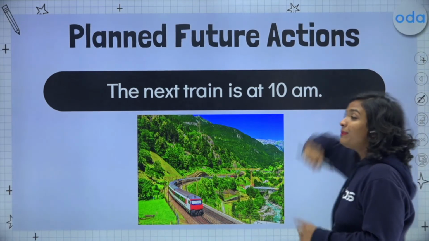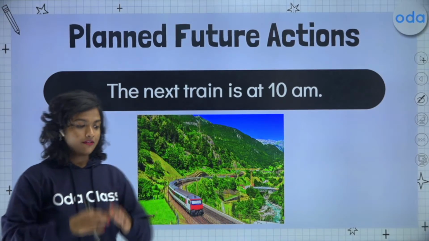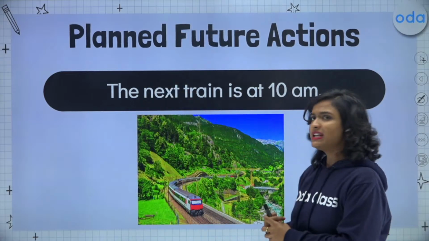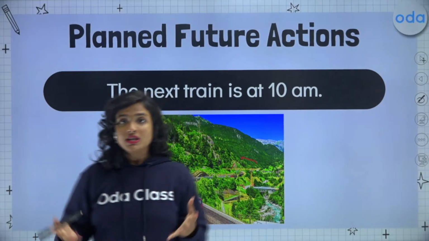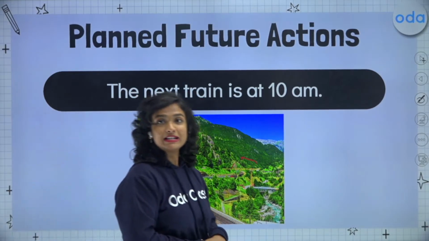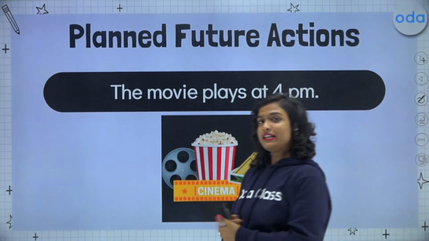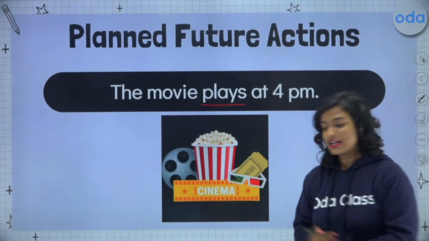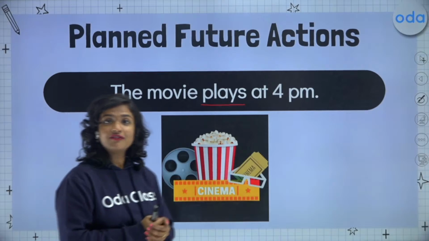Next up, we have planned future actions. So like I said, this is usually for actions that are planned for the near future. So something like, the next train is at 10 a.m. So here we have the simple present tense once again. To take one more example, the movie plays at 4 p.m. Right? Once again, simple present, planned action for the near future.